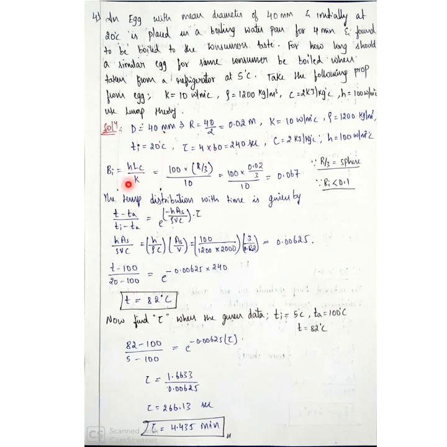First we need to calculate Lc. For a sphere the characteristic length will be R by 3. You know the value of diameter he has given, so convert into radius in meters. If you substitute, you will get the characteristic length. Substitute back in the Biot number to check whether it is less than 0.1 or not. If you substitute, the value is 0.067, which is less than 0.1. So the temperature distribution with time is given as this, as you know. First you have to substitute back.